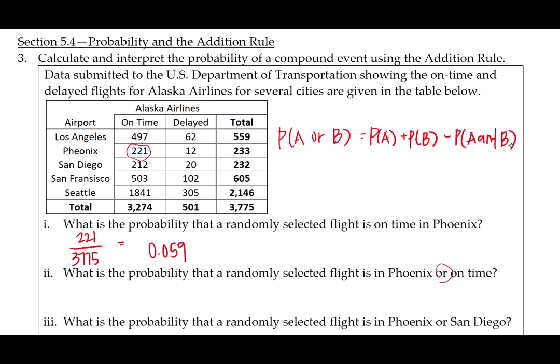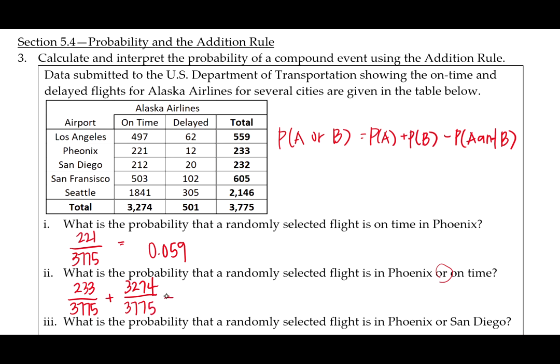Okay, so if we want the probability of being in Phoenix or on time, Phoenix will be our A, our first event, and on time will be our second event. So we will look at the probability of being in Phoenix. There were 233 total flights that were in Phoenix. That's the total for the Phoenix row. Then we will add to that the probability of being on time. So there were 3274 total flights that were on time. That's the total of the on-time column, again divided by 3775.